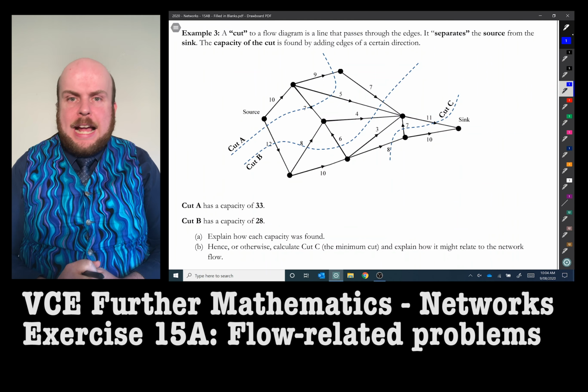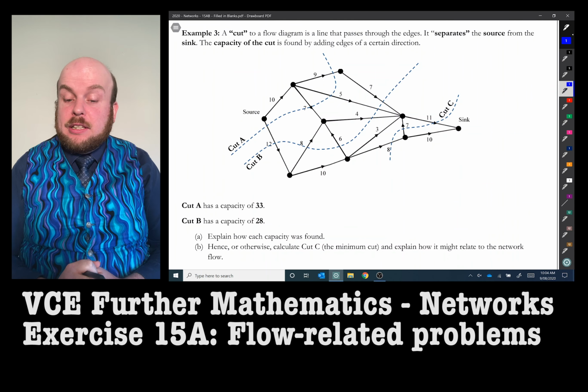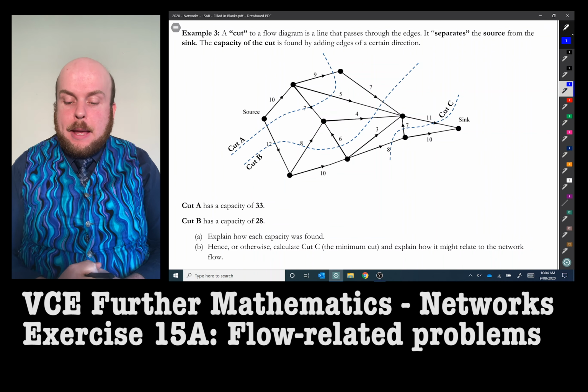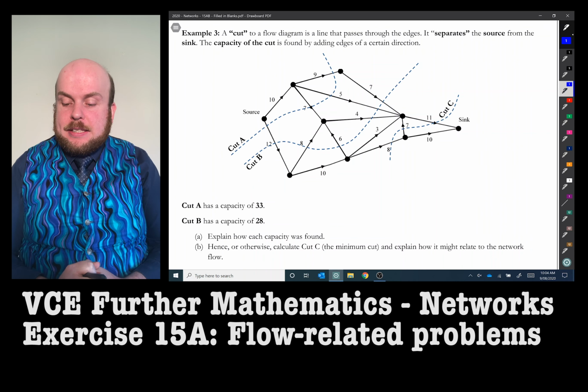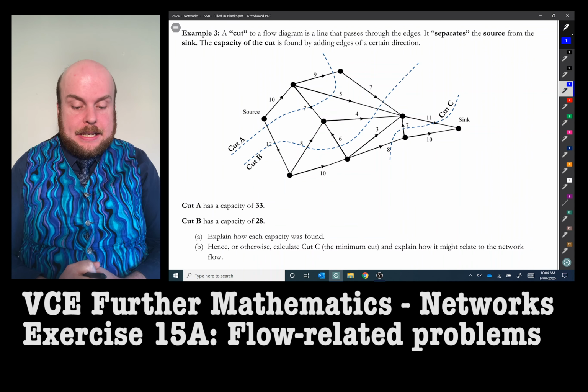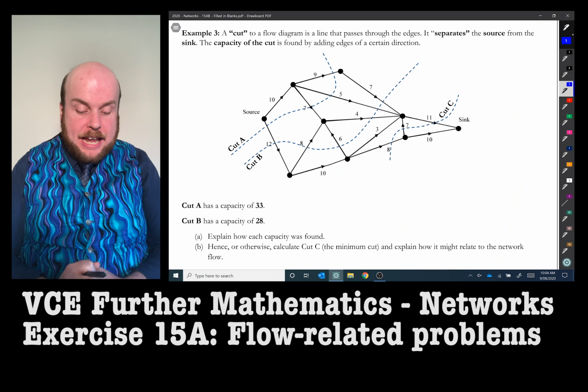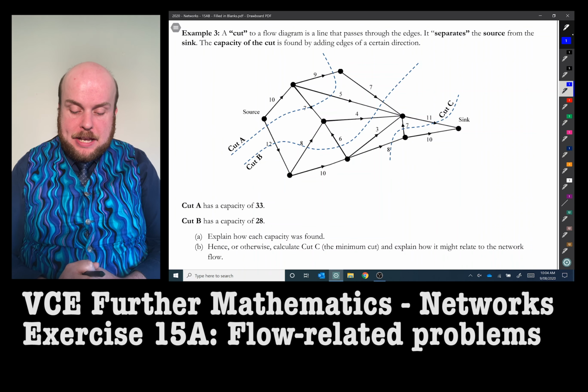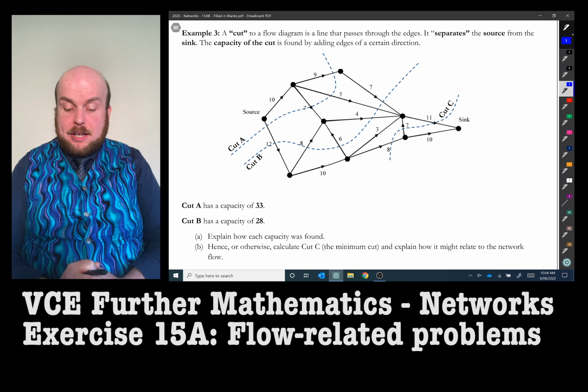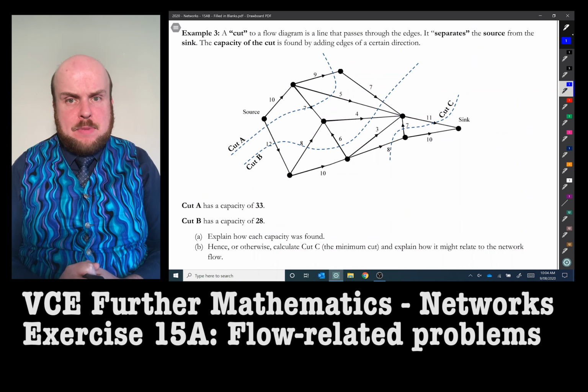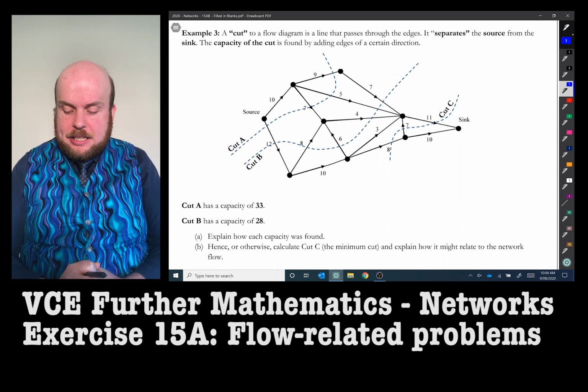Example 3. A cut to a flow diagram is a dotted line that passes through the edges. It separates the source from the sink. The capacity of the cut is found by adding edges of a certain direction. I know that cut A has a capacity of 33, cut B has a capacity of 28. Explain how each capacity was found, hence or otherwise calculate cut C, which is for some reason called the minimum cut, and explain how it might relate to the network flow.